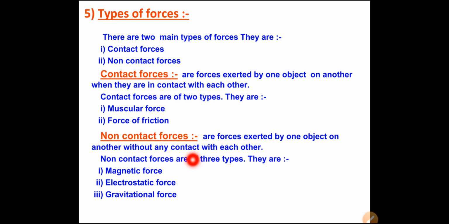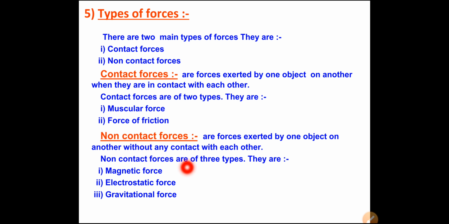Non-contact force means there is no contact. From this word only we can understand it is without any contact. The forces exerted by one object on another without any contact are called non-contact forces. Here also there are two objects, but there is no contact between them. One object can exert force on another object, but without contact.